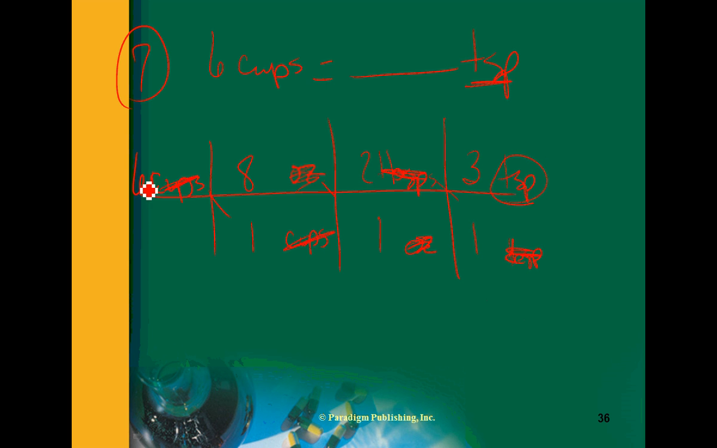So 6 times 8 times 2 times 3 is going to be 288. And 1 times 1 times 1 is 1. 288 divided by 1 is 288 teaspoons. So 6 cups is going to be equal to 288 teaspoons.